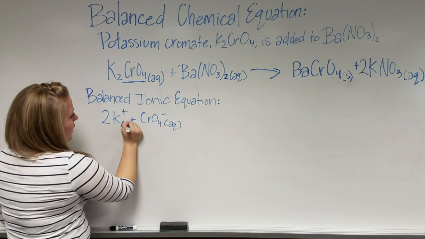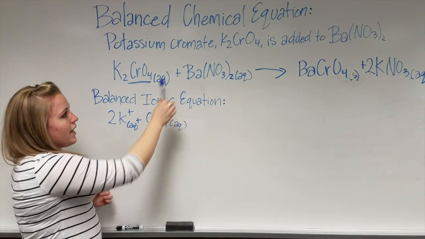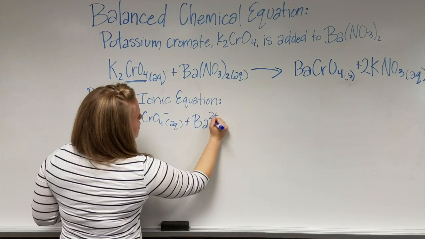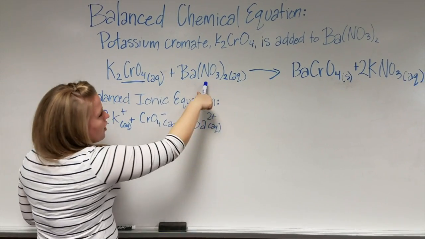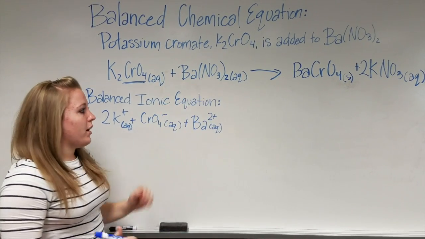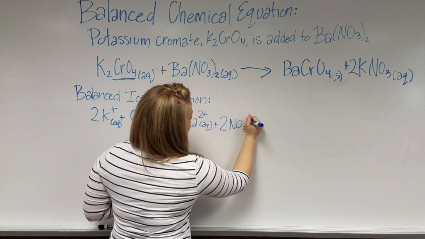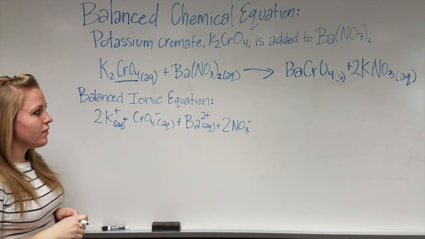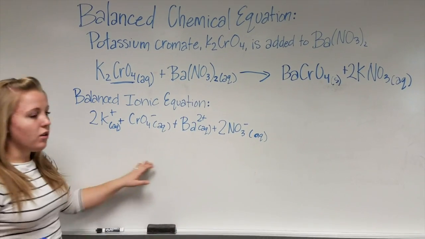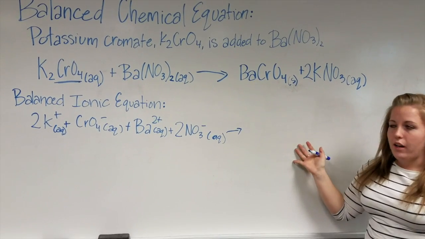It is important in your balanced ionic equation to also include the states of everything involved. The next step is the barium. This will also separate. Barium has a 2 plus charge. Our nitrate, however, is a polyatomic ion, so it will not separate. But we have 2 of those because nitrate has a minus charge of 1. Okay? So this gives us our reactant side of the equation.